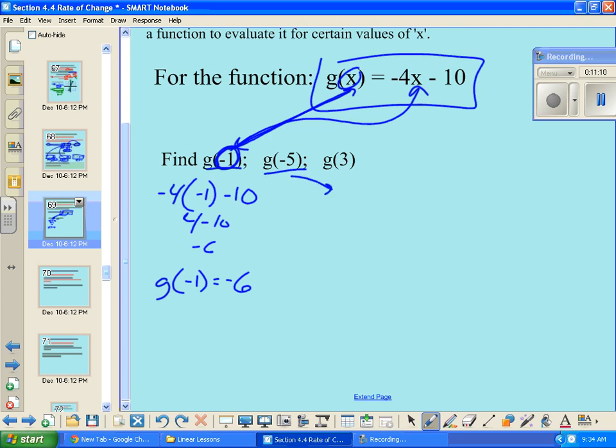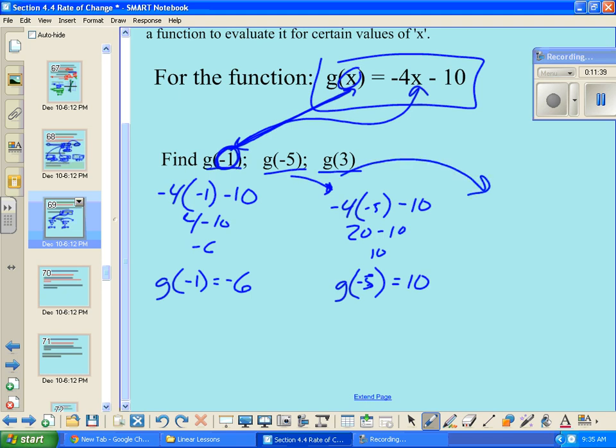This next one here, g of negative 5. Negative 4 times negative 5 minus 10. Negative 4 times negative 5 gives me 20. Minus 10 gives me 10. So again, if I'm going to represent this answer, I'm going to say g of negative 5 equals 10. That's how I say that in the function g. When I plugged in negative 5, I got 10 out for the answer.